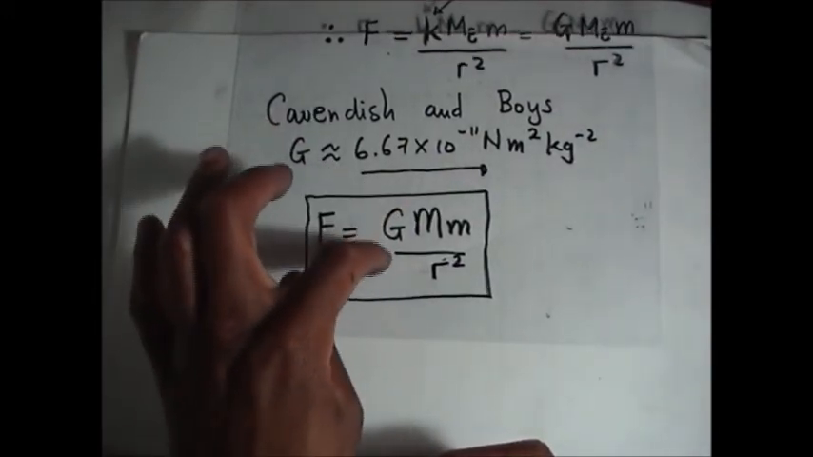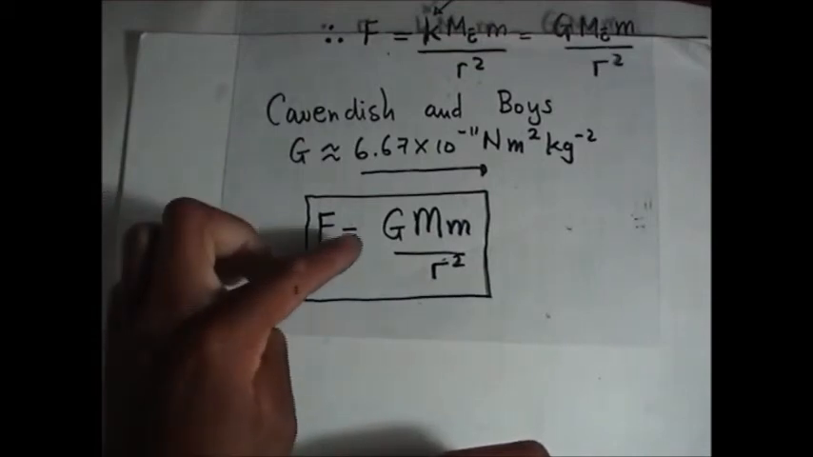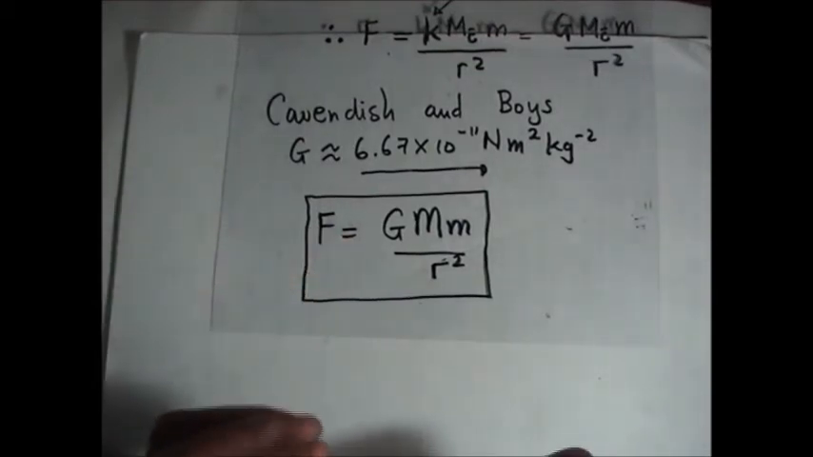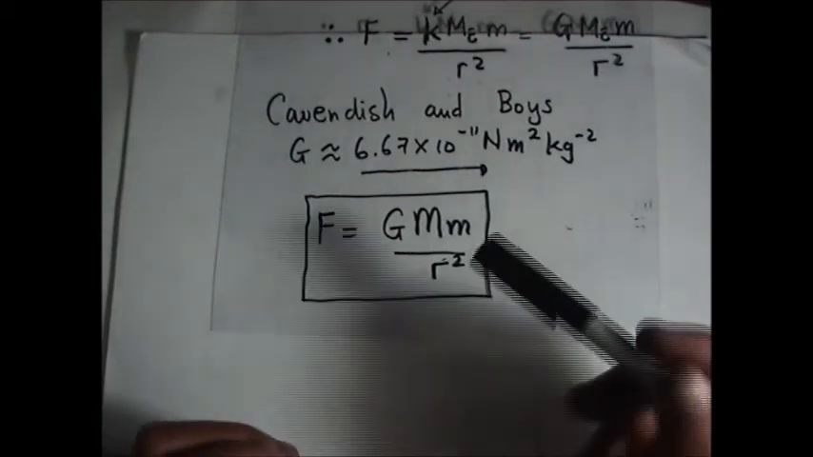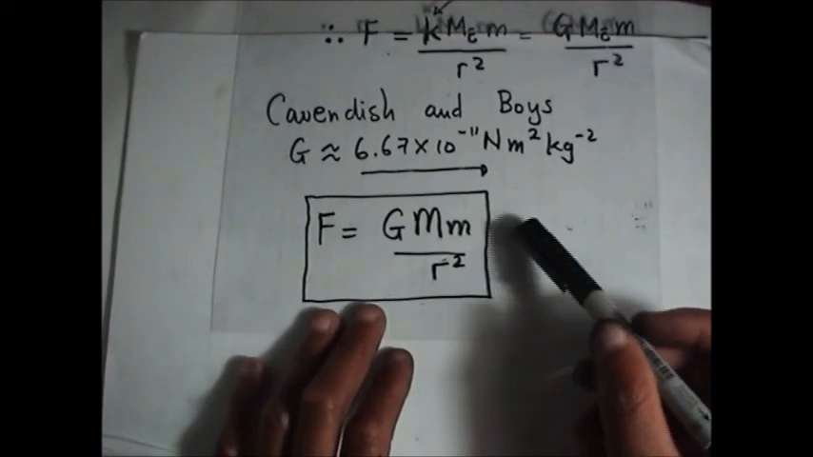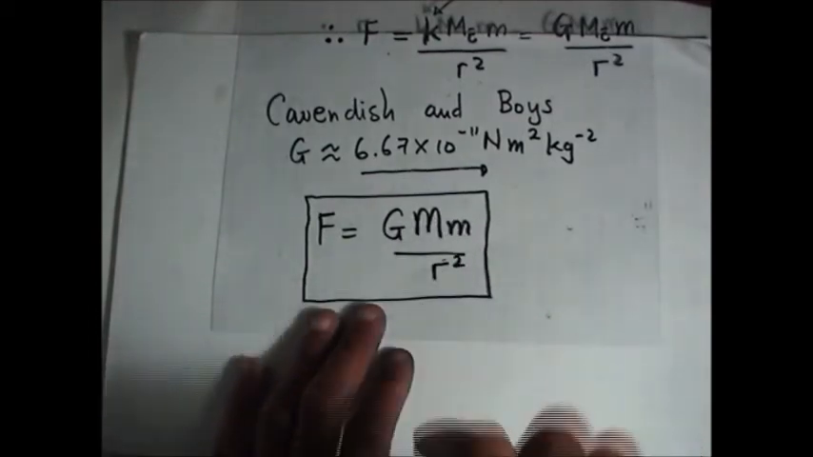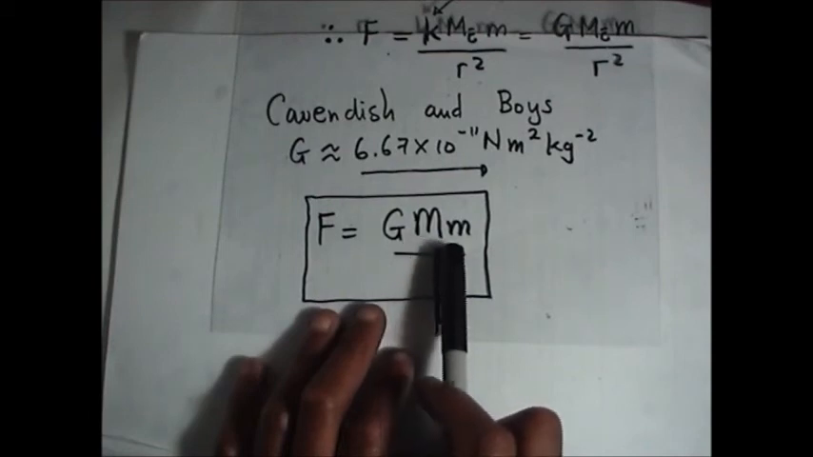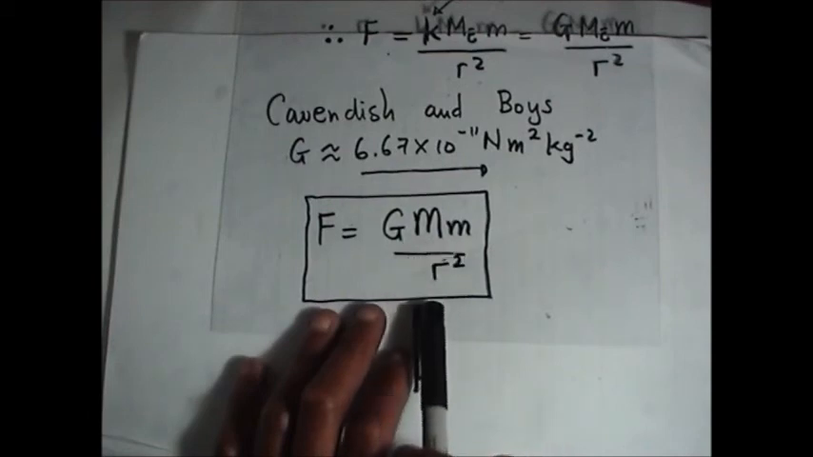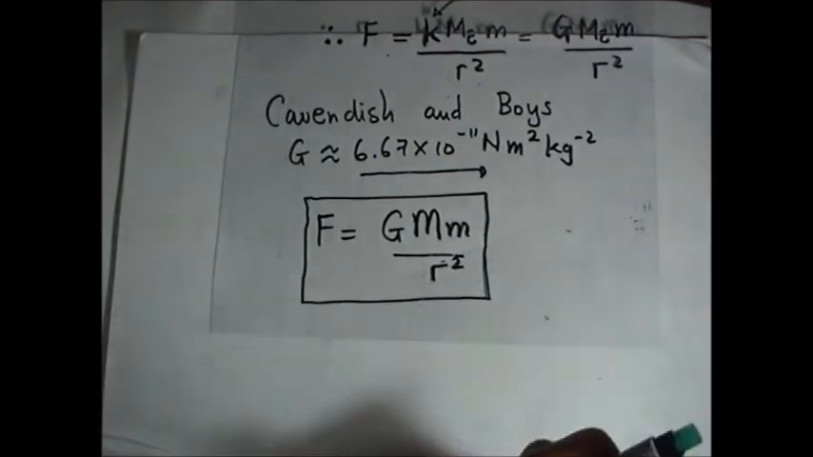So now, this is what we will be using when we're calculating force of gravity. In words, it means every particle in the universe attracts every other particle with a force that is directly proportional to the product of their masses, and inversely proportional to the square of the distance between them. This force acts along the line joining the two particles.